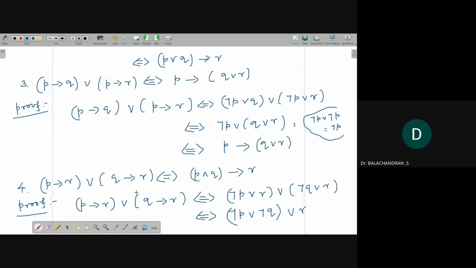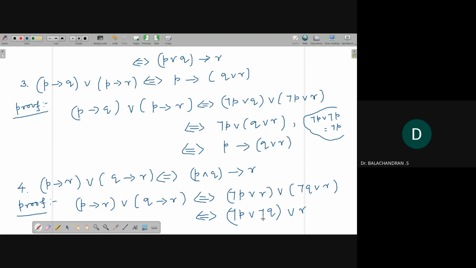So I'll take the left hand side. P implies R is what? Negation P or R, or Q implies R is negation Q or R. So here everywhere you have R. Apply associative and commutative law repeatedly. You will get negation P or negation Q, and R or R or R is again R. Similarly, this one. So now from here to here, I am going to use De Morgan's law.